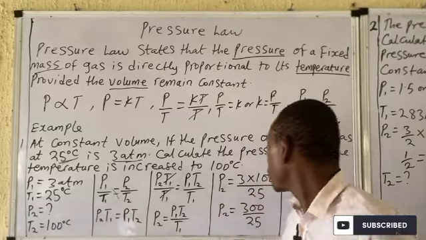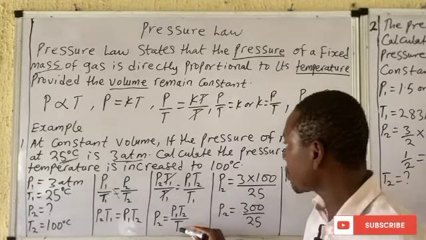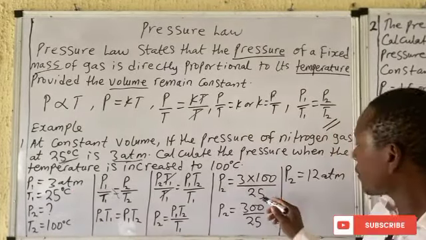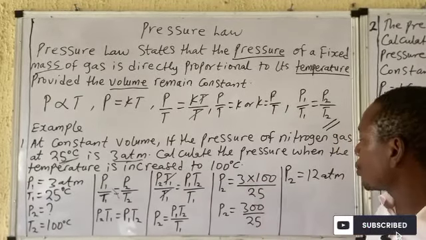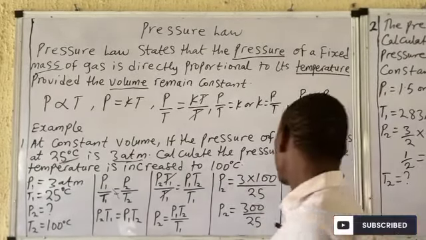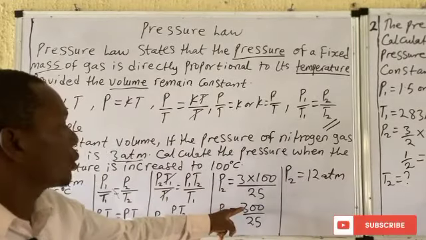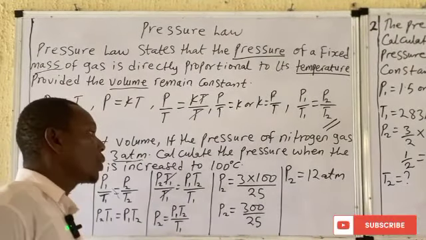T2 is 100. So we now have 3 times 100. What about T1? 25, all over 25. So if you use this to multiply this, you have 300 all over 25. Now, if you use 25 to divide 300, what will you get?